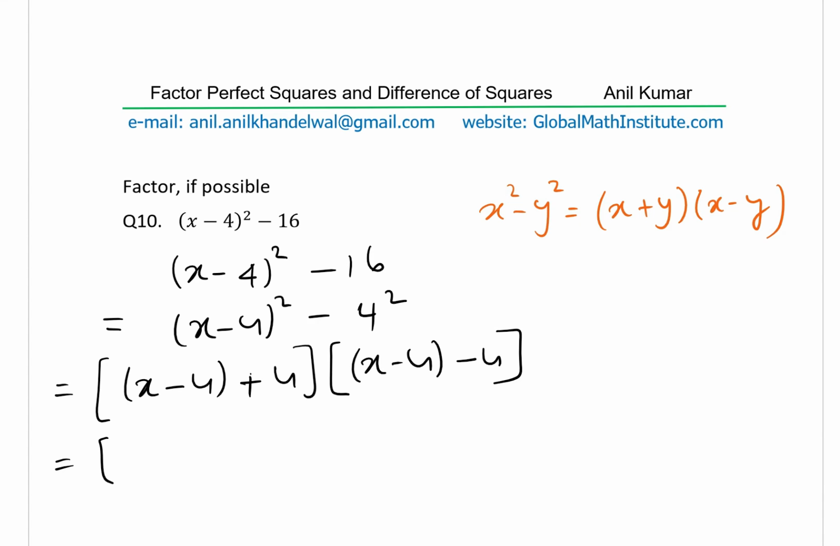Now we combine the like terms. Minus 4 plus 4 is what? 0. So we'll get just x here, and here we get x minus 8. So that becomes the factored form for this particular example.